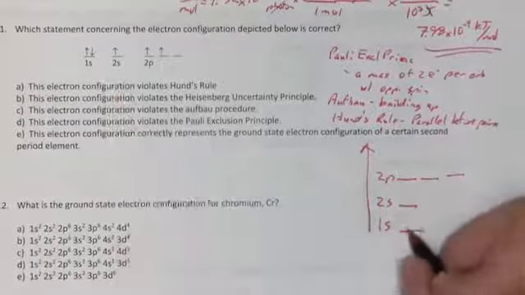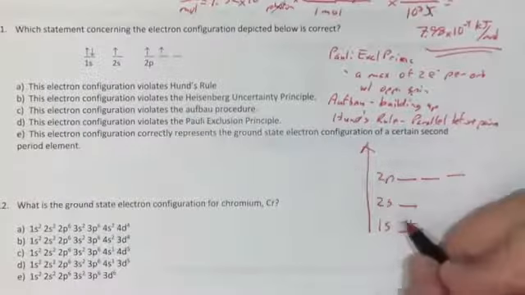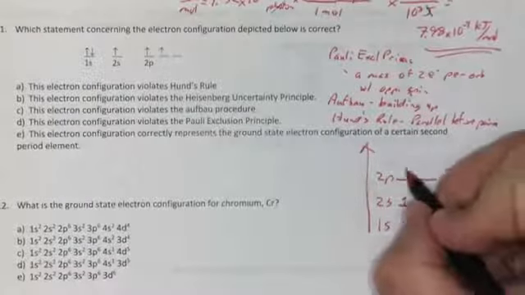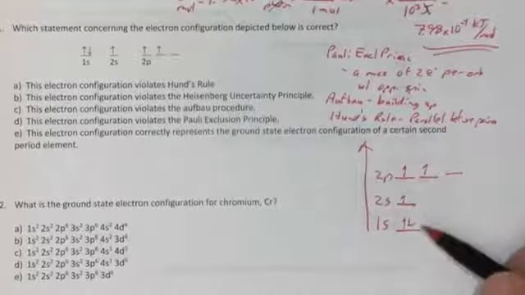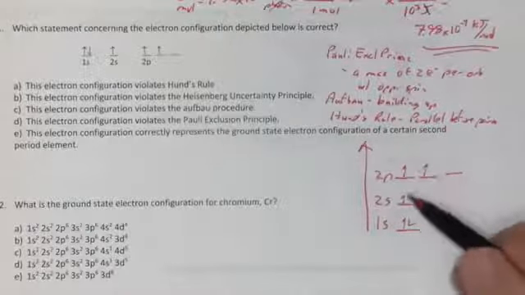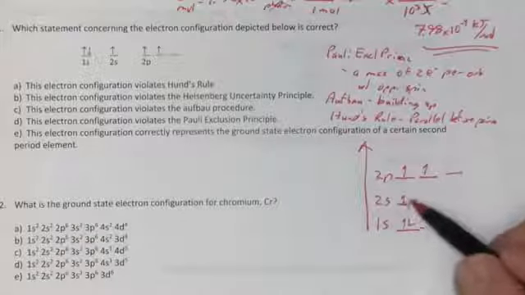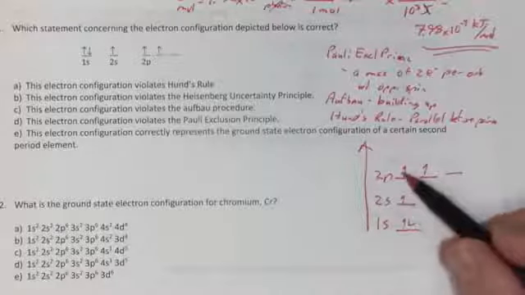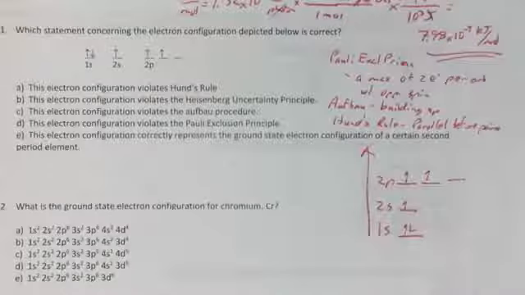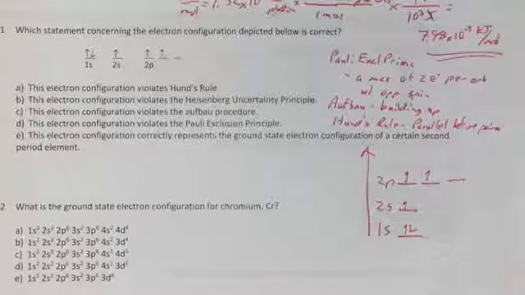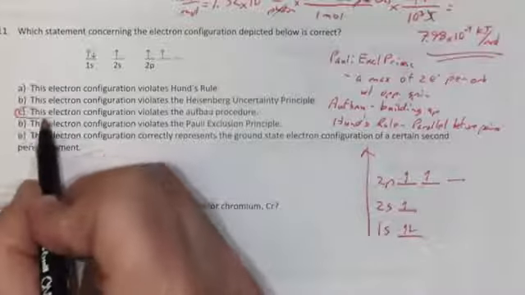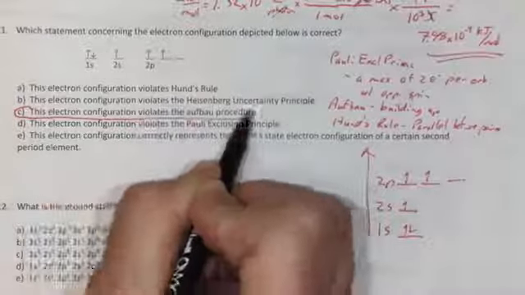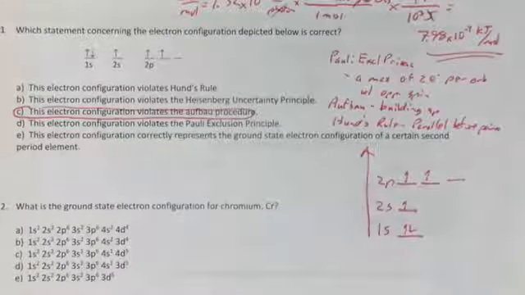And I have 1s2, so 1, 2. 2s, 1, and then 2p, 2. Well, this is incorrect. Because if you start at the bottom and build up, then when you get to 2s, you've got to put 2 electrons in it before you go to the next one. And therefore, this is incorrect. It's incorrect because it violates the Aufbau procedure. It is not building up. So C is the correct statement. This electron configuration violates the Aufbau procedure.